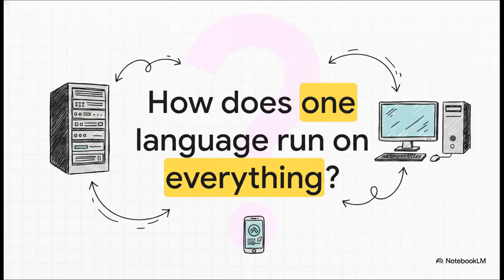So let's kick things off with a massive question, one that completely upended software engineering back in the mid-90s. How can a single piece of software seamlessly execute on vastly different hardware architectures and operating systems without being totally rewritten for each one? Really think about that for a second. We're talking about the exact same code running on a massive enterprise server, a standard Windows desktop, and a tiny smart device. How is that even possible?